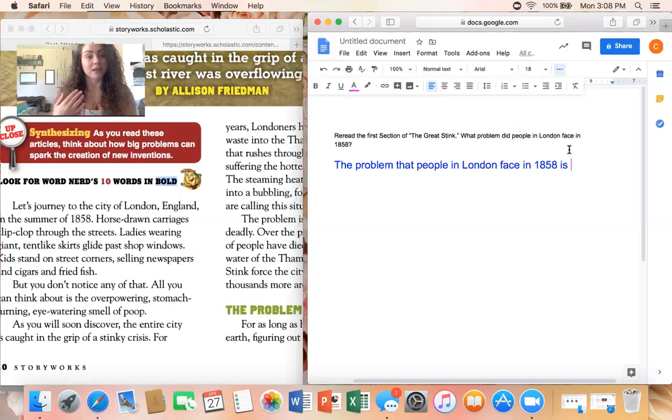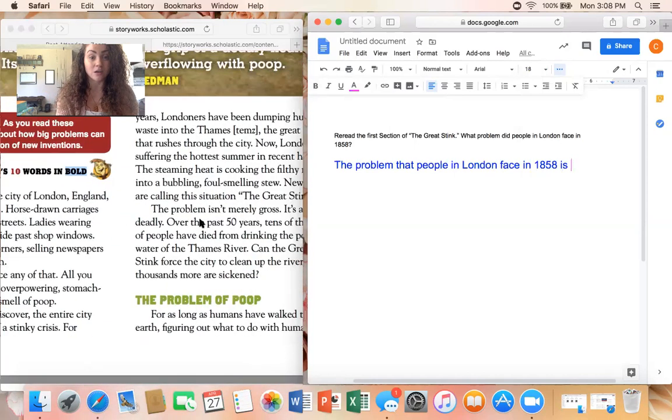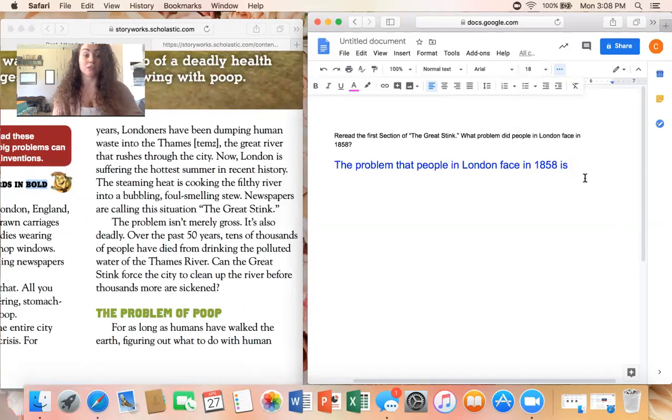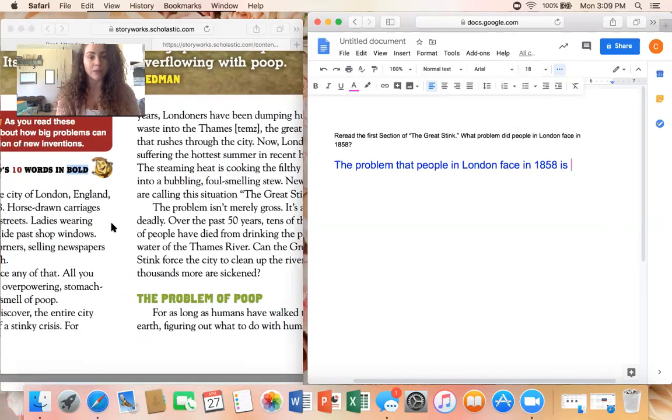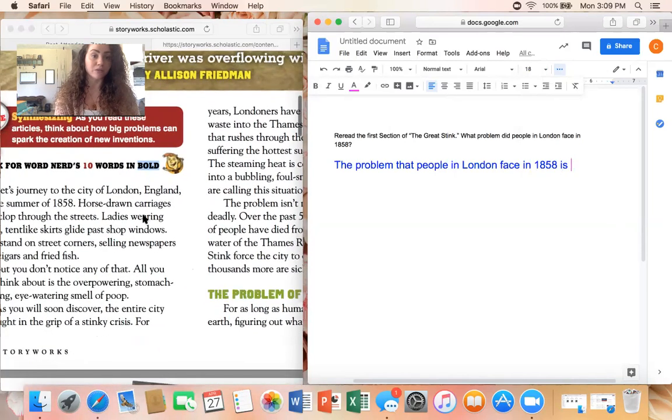It was the fact that the entire Thames River was filled with waste, with human waste. So that is actually going to be my answer here. Now, notice how when I'm thinking about that, I'm thinking about what is the main idea, what is the problem here? And I didn't pull it directly from the text. I used my mind as well.